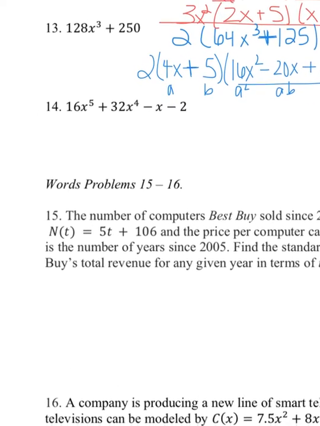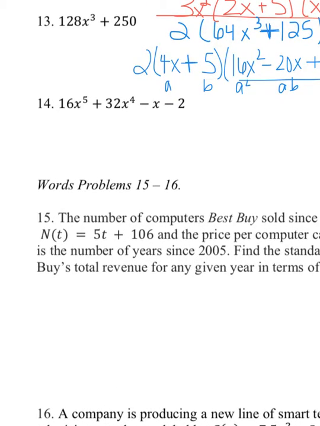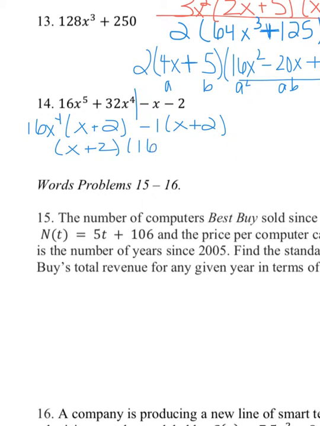And now number 14. So we have 4 terms. 16, 32, negative 1, and negative 2 don't have anything in common other than 1. And then you don't even have x's and everything. So then I could right away just try to start grouping. We have 4 terms, so I'm just going to try and split it down the middle. On the left, I could take out a 16x to the 4th, and I am left with x plus 2. On the right side, I would take out a negative 1, and I'm left with x plus 2. My parentheses match, so that comes out: x plus 2 times 16x to the 4th minus 1.